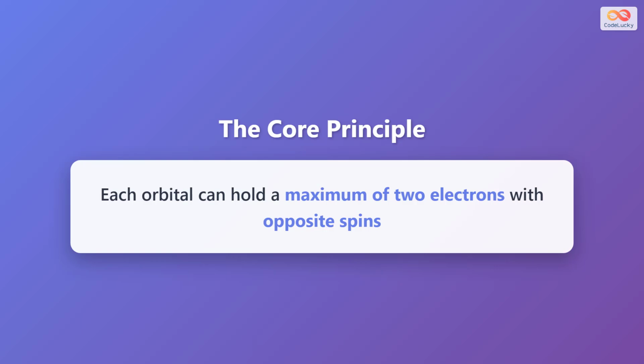The Pauli Exclusion Principle states a simple but powerful rule. Each orbital can hold a maximum of 2 electrons, and these 2 electrons must have opposite spins. This is not just a suggestion, but a fundamental law of quantum mechanics that applies to all atoms in the universe. No exceptions exist to this rule.